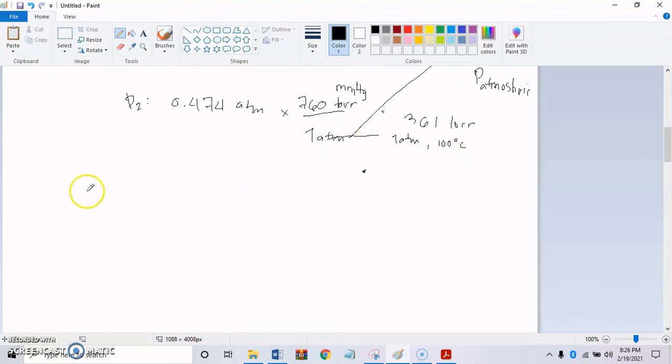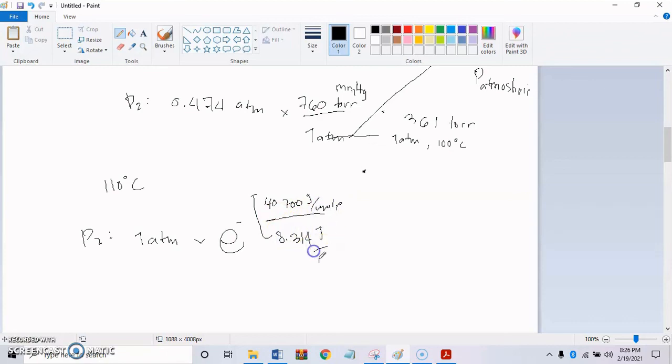The next condition is 110 degrees Celsius, diba? So, P2 is equal to 1 atm times exponential, again, 40,700 joules per mole over 8.314 joule per mole Kelvin, and multiply by 1 over 383 Kelvin. Ito siya, 110 degrees Celsius na yun. Minus 1 over 373 Kelvin.